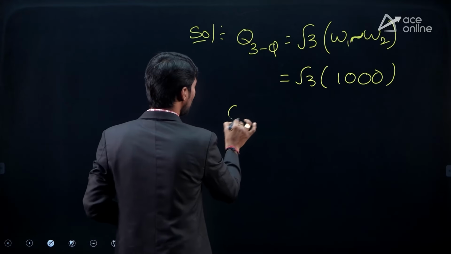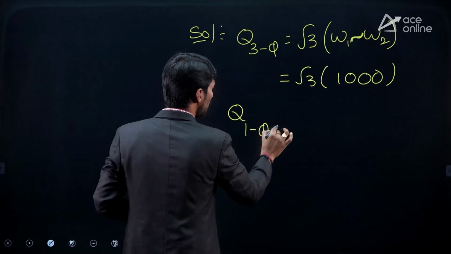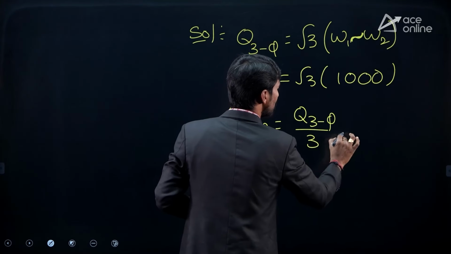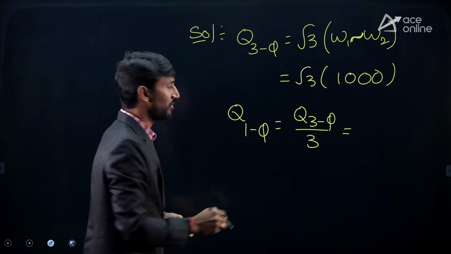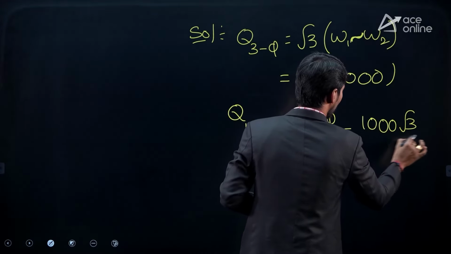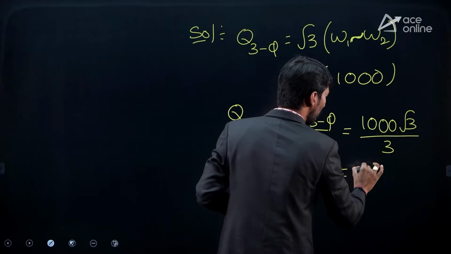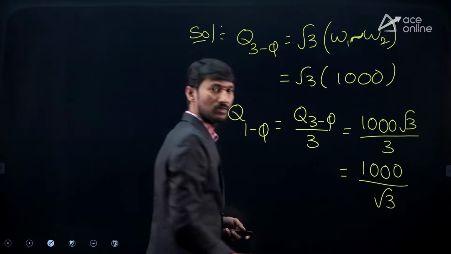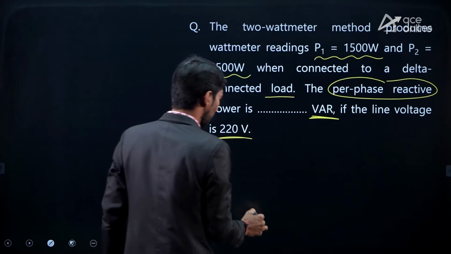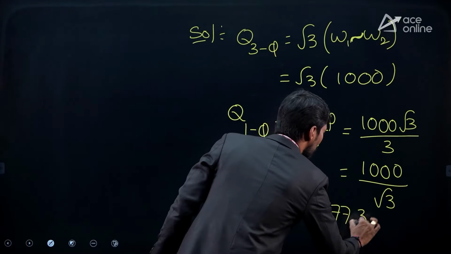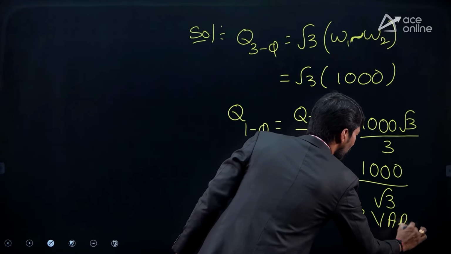But what is he asking? Per phase reactive power. What is that? Q 3-phase by 3. Simple. So therefore, 1000 √3 by 3. What will you be getting? 1000 by √3. If you simplify this, you are going to get 577.3 VAR.